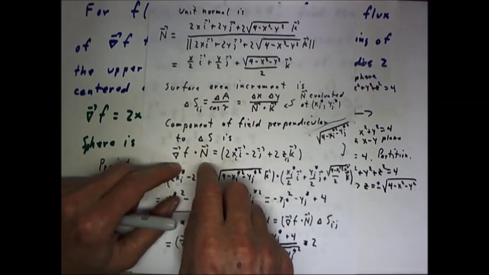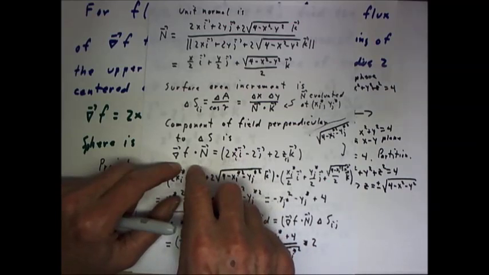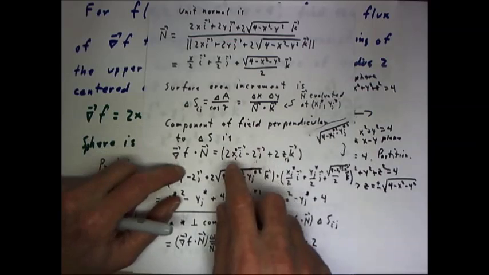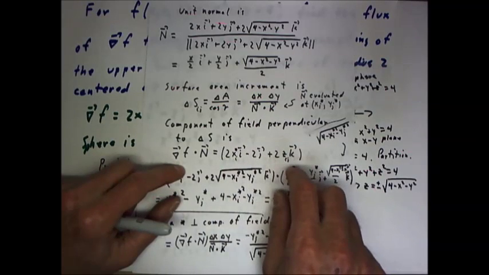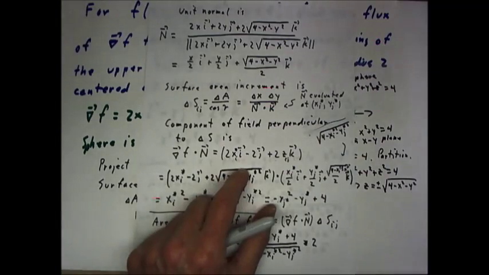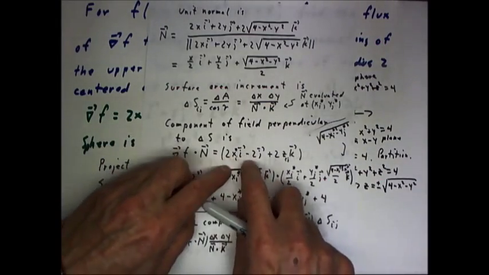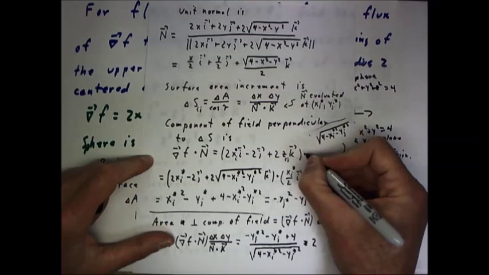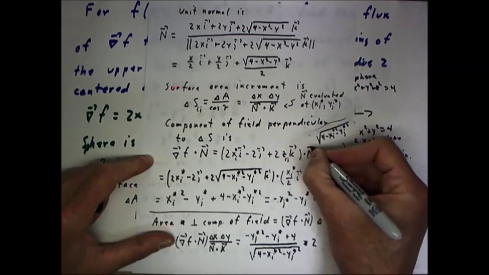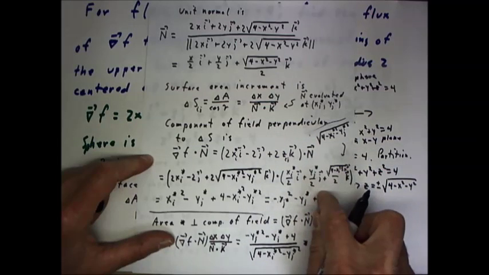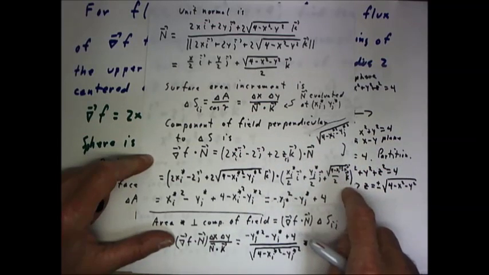The component of the field perpendicular to delta S is then just del f dot n, as we were just discussing. And that's going to equal what? Doesn't look like I've got the whole thing here. Okay, I've got the del f. I didn't write down the n, and I don't have room to write down the n here, except to just write it as n. But in the next step, I've pretty much written it out.